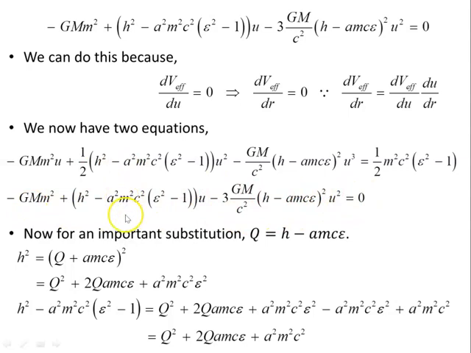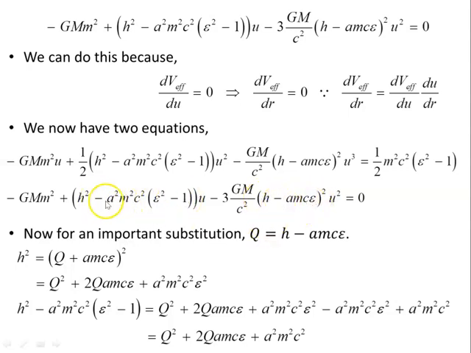Okay, now we're going to make a substitution, and we're going to replace this h minus amc epsilon, the angular momentum of the massive particle and the energy parameter of the massive particle, with the variable capital Q. It'll just help us to work with these two equations, and then we can come back and substitute h and all of this in afterwards. So, rearranging this, we have h squared is Q plus amc epsilon all squared. Expanding that out gives us this object here. Now, h minus amc epsilon, we'll put a Q in there.